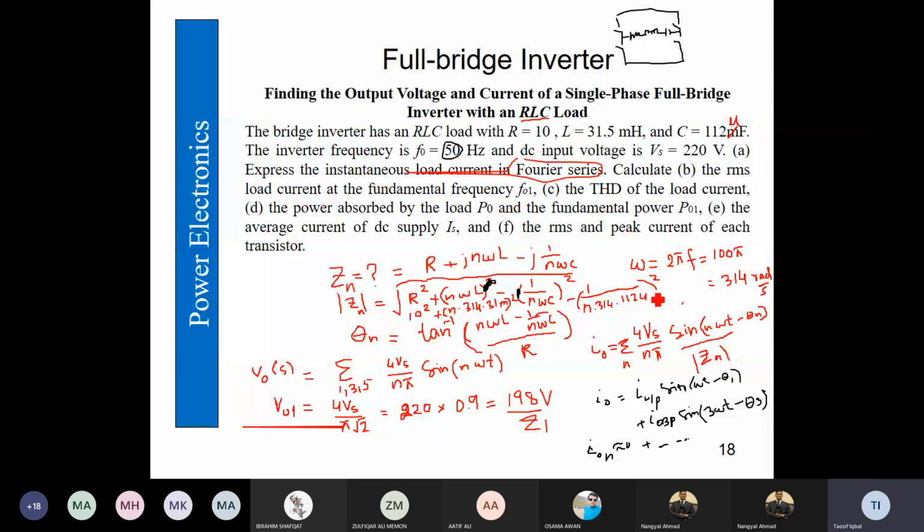So taking square of this, combining all three, and then taking the square root, we get the impedance magnitude, and then we need to find out the impedance angle, and that is tan inverse of n omega L minus 1 over n omega C, solved and divided by R, we will get theta n. So we keep putting n and we'll get the theta of that respective harmonic number.